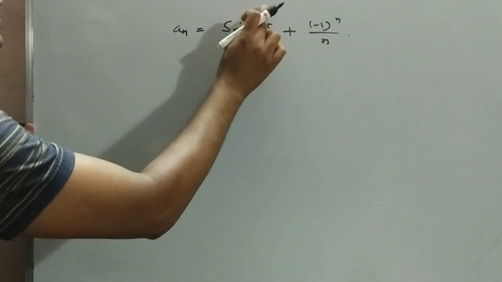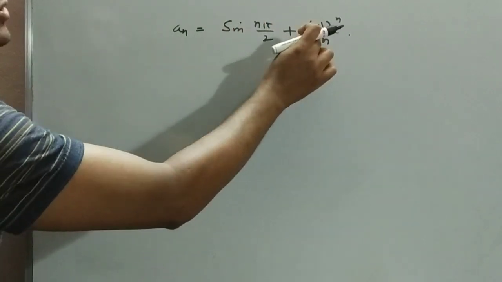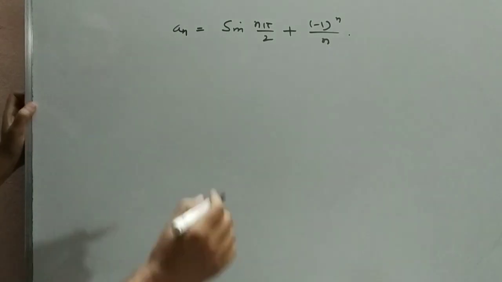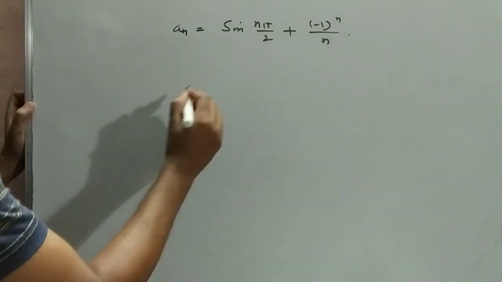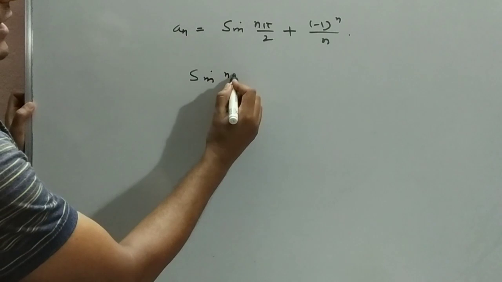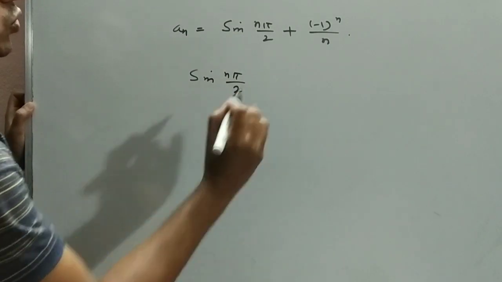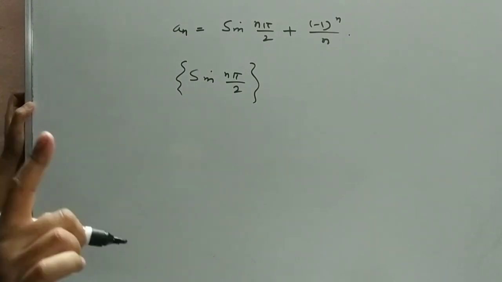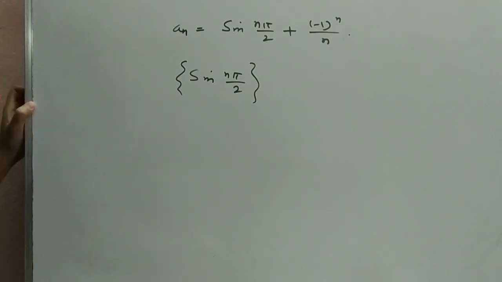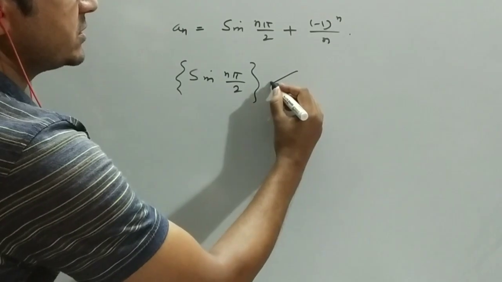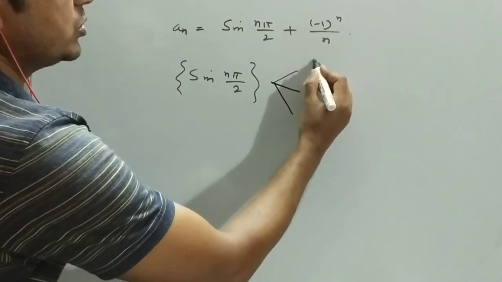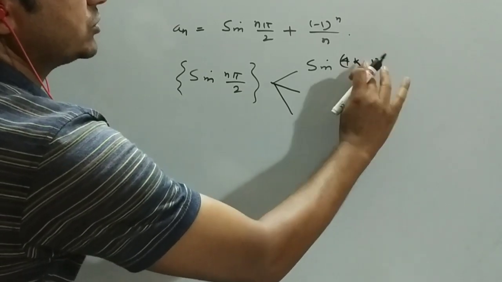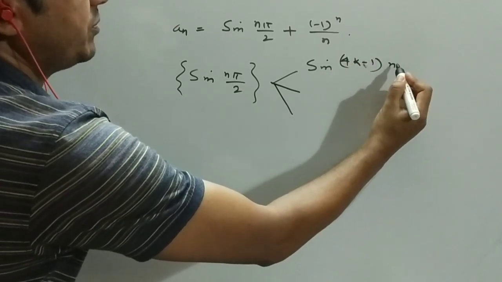an equal to sin(n pi by 2) plus (minus 1) to the power n by n. And we know that this sin(n pi by 2) sequence has three subsequences. One is sin((4k plus 1), (4k minus 1) pi by 2).